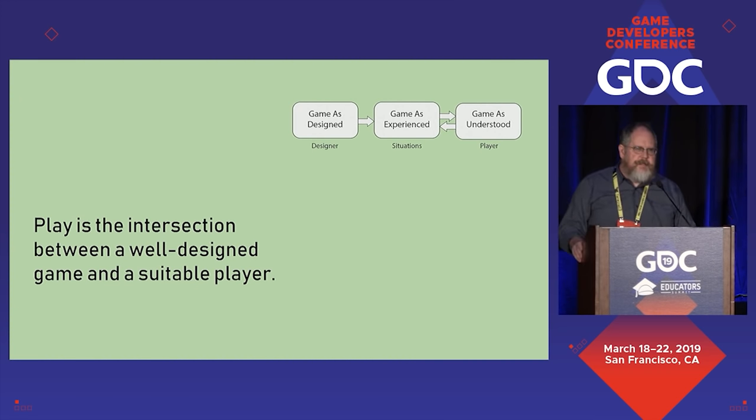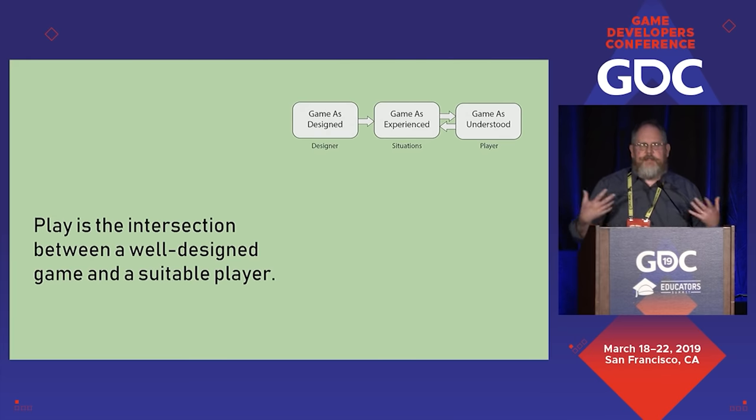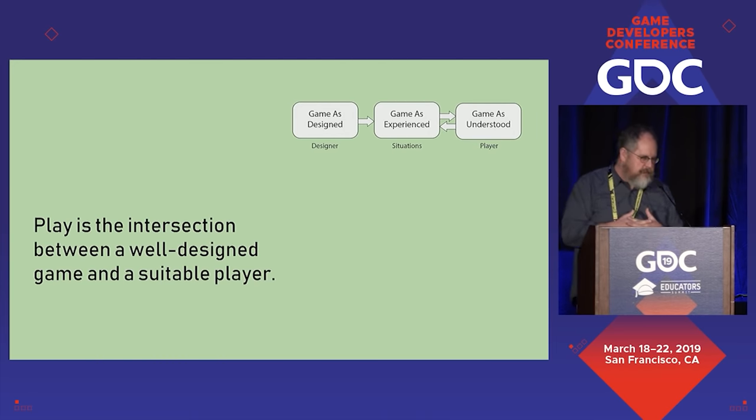So this is kind of reiterating what I just said, but play is the intersection between a well-designed game and a suitable player. We create sets of rules. We create the game as designed, and then the player brings their own internal constraints, both that they had previously and their understanding of the game, and it is the intersection of those two that produces the play space where play emerges.